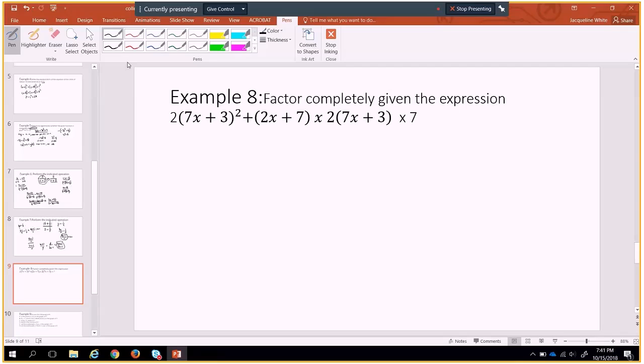So let me just rewrite this entire thing: 2 times 7x plus 3 squared plus 2x plus 7 times, I'm just going to write the little dot, times 2 times 7x plus 3 times 7. All right, that dot disappeared. Please don't disappear again. 3, 2, 1. Okay, didn't disappear.